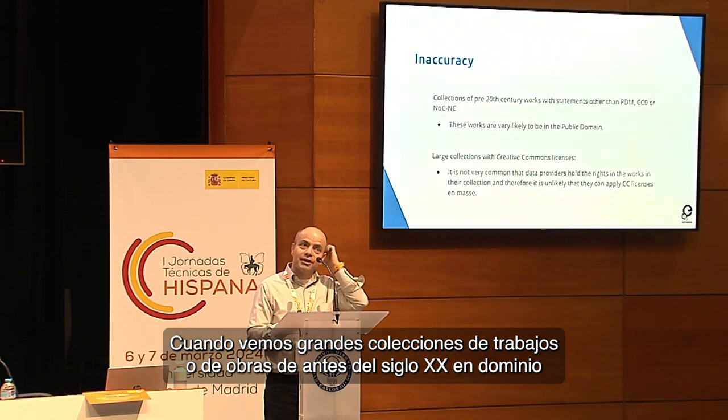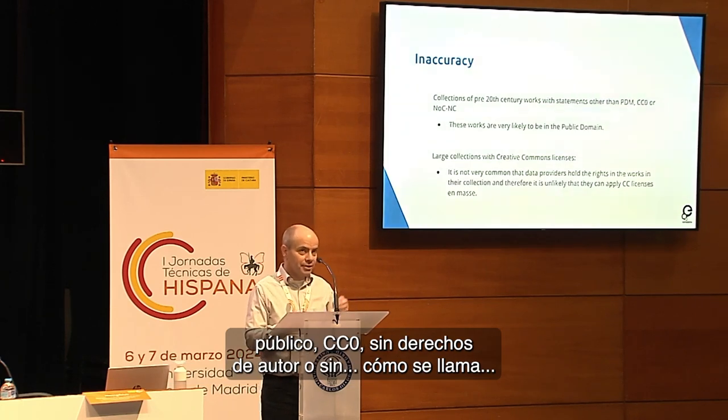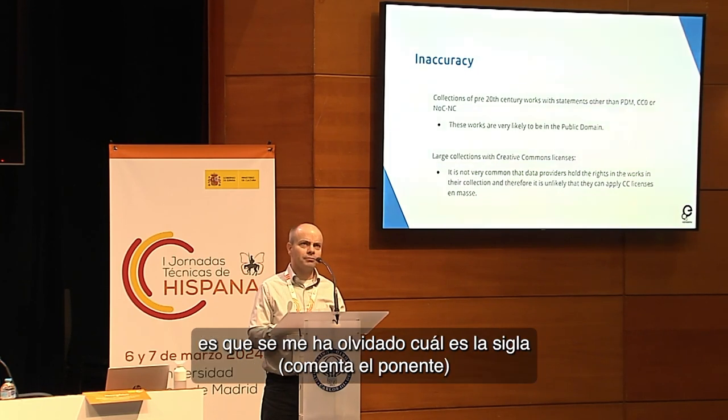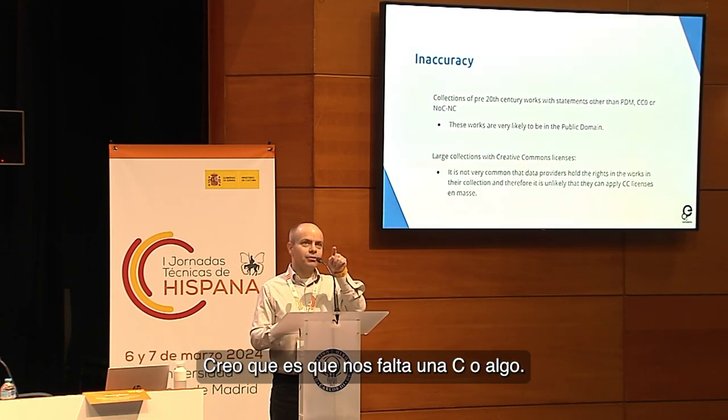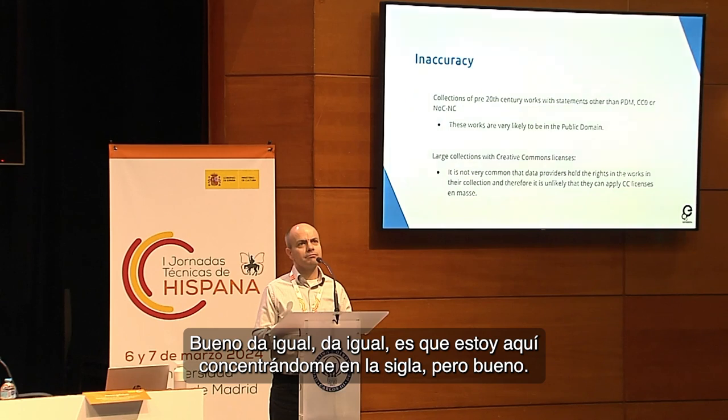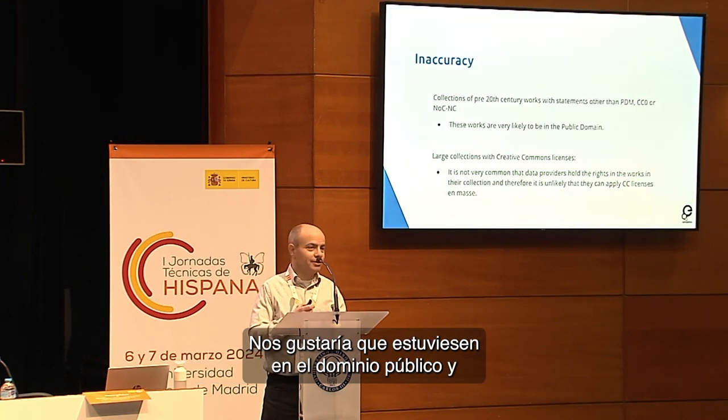When we see large collections of pre-20th century works with other statements, public domain, CC0 or the no copyright, non-commercial, or, now I forgot what the acronym is. Anyway, for us, these works are really likely to be in the public domain. I think there's an O missing. No copyright, other non. Anyway. So these works should likely be in the public domain and should also be labeled as such.